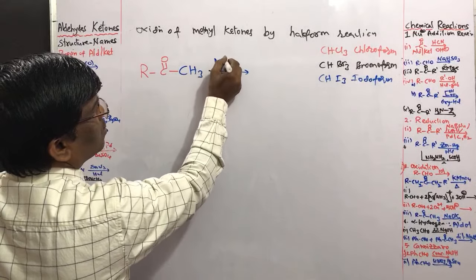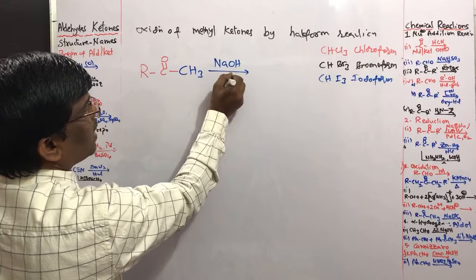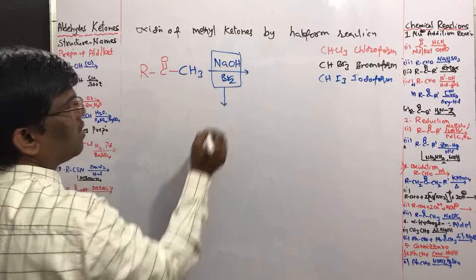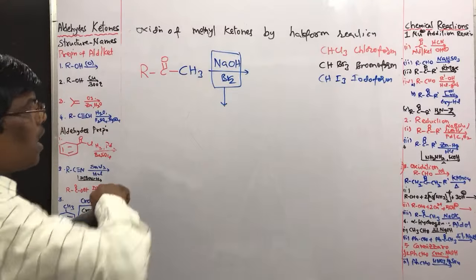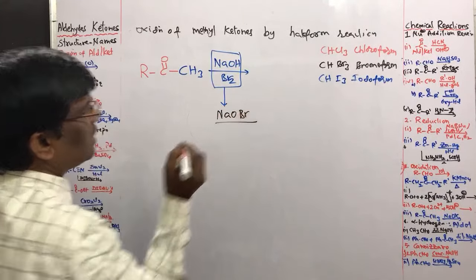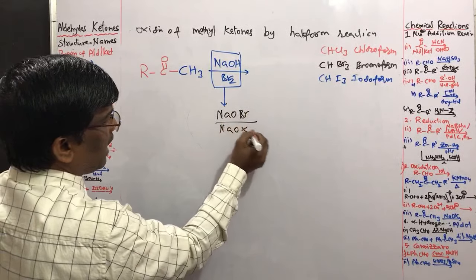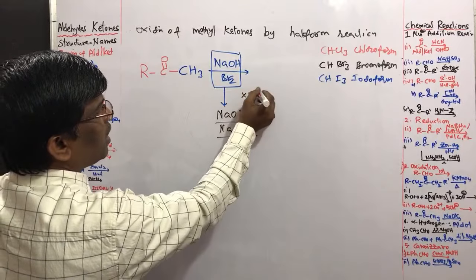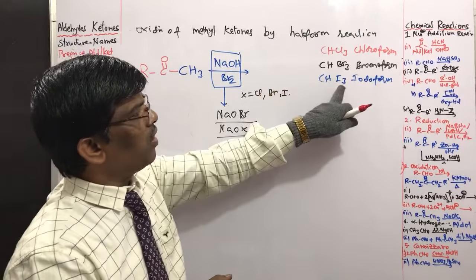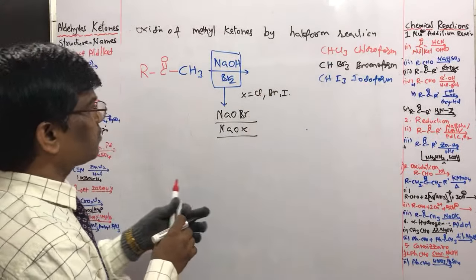When I use sodium hydroxide plus, for example, bromine, the bromine and sodium hydroxide are going to form sodium OBr, or in general NaOX. X can be chlorine, bromine or iodine. Whatever the X, you are going to get chloroform, bromoform or iodoform.